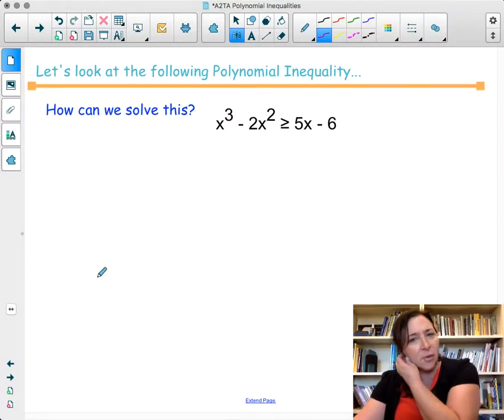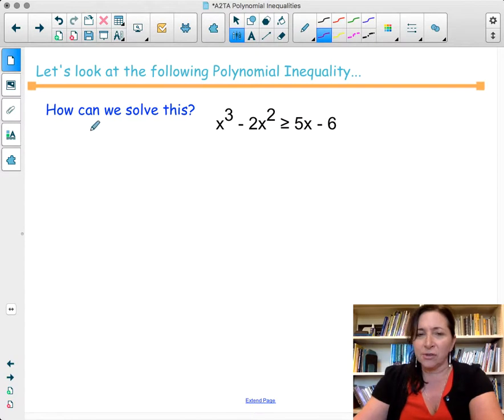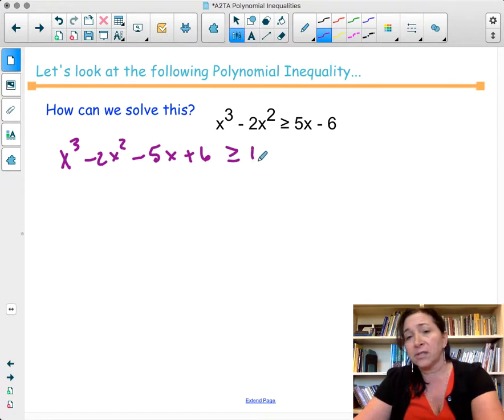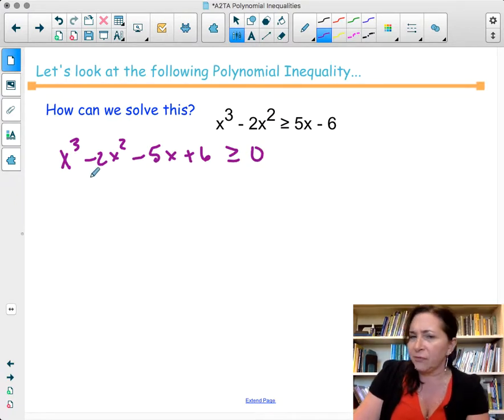Okay, let's try this equation right here. Again, this isn't set equal to 0, so we're going to do that first. You have x cubed minus 2x squared minus 5x plus 6, and it says greater than or equal to 0. I can't use factoring by grouping; that's not going to work for this problem.